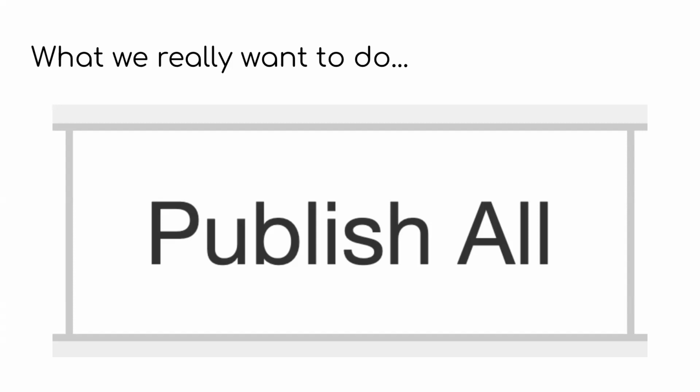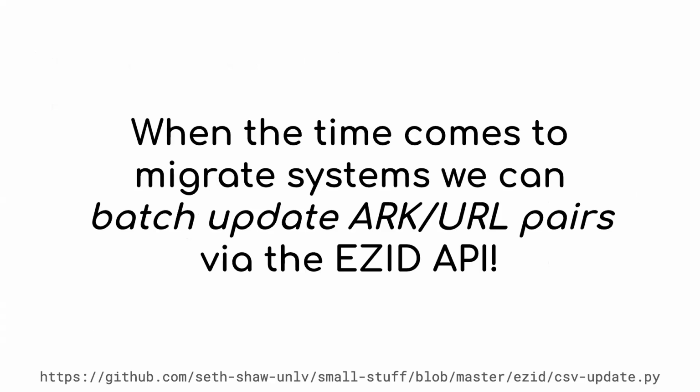But yet there's more. Because we are using this ARK system, should we ever have to move systems again? Like, we're currently publishing PDFs. Come this summer, we plan to move away from those PDFs into a new online finding aid system, again, based off of ArchivesSpace. So how are we going to update all that? Well, we can batch update ARK URL pairs and all the metadata via the EZID API.